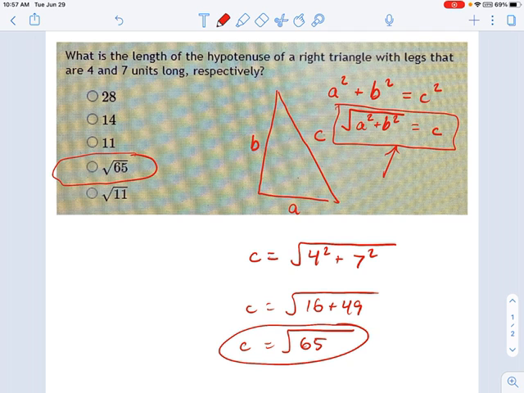Now, you can see where some of these other answers might have come from. 4 times 7, that's 28. That would be the area of a rectangle. That is not what we want. 4 plus 7, that's 11. That's not what we want. 4 times 7 times 1/2, that's the area of a triangle. That's 14, also not what we want. And you have square root of 11, which is just thrown in there for fun.